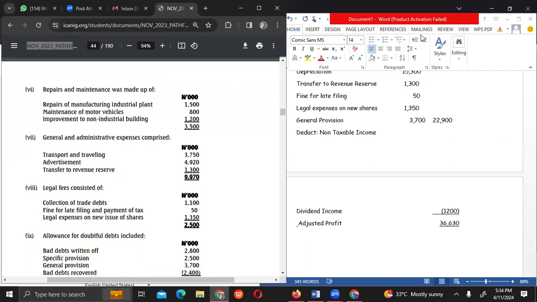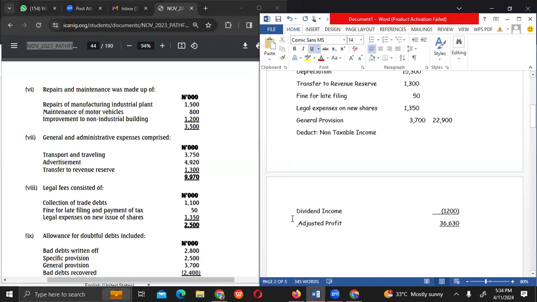Sir, please, sorry, I have a question. Is bad debt recovered a taxable income? Yeah, to an extent, but I just advise that you ignore it. To an extent, it's taxable income, because the idea is that you wrote it off before, and when you wrote it off, it was an allowable expense. So if it is now recovered, you should add it back to your income and it should be taxable. Okay, thank you. Welcome.